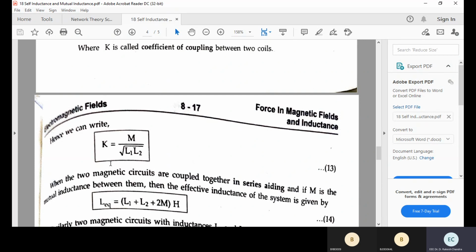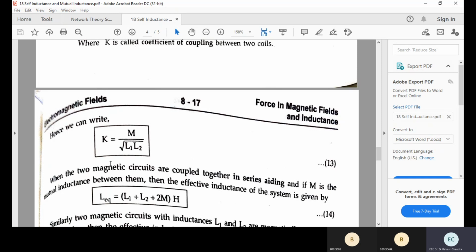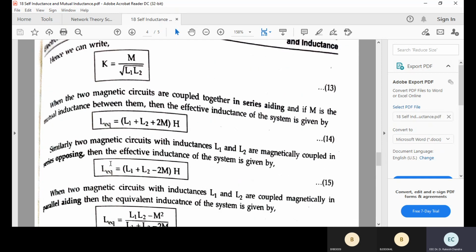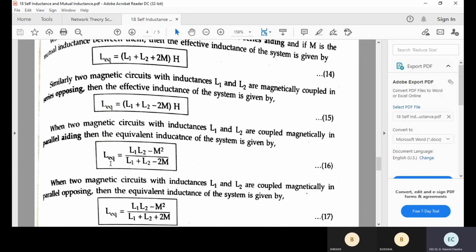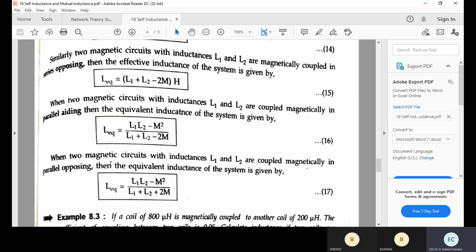Like that, if two magnetically coupled coils are placed side by side, whether in aiding position or opposing position: if they are in aiding position, the equivalent inductance is L1 plus L2 plus 2M. If in opposing position, it is L1 plus L2 minus 2M. For parallel connection, parallel aiding gives (L1 L2 minus M square) by (L1 plus L2 minus 2M). For parallel opposing, (L1 L2 minus M square) by (L1 plus L2 plus 2M).